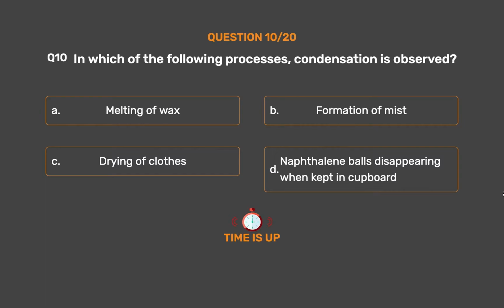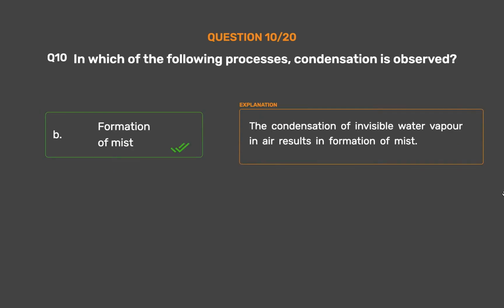The correct answer is option B. Formation of mist. The condensation of invisible water vapor in air results in formation of mist.